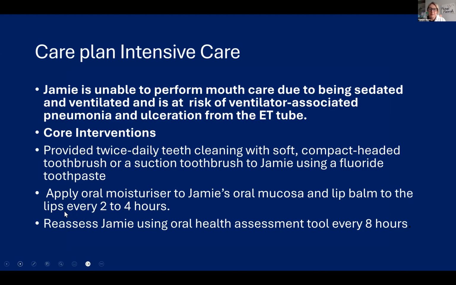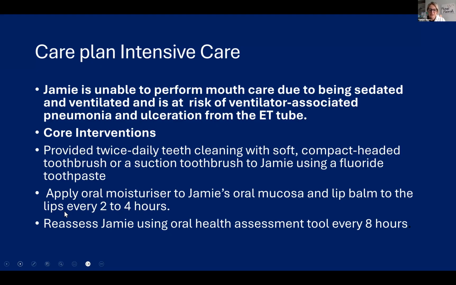So we think about patients who are in intensive care. They are sedated, so they are unable to perform their own mouth care. They have an endotracheal breathing tube in, which can cause a risk of soreness, and they're also at risk of ventilator-associated pneumonia due to aspiration. So my understanding of this clinical scenario would be that Jamie is unable to perform mouth care due to being sedated and ventilated, and is at risk of ventilator-associated pneumonia and ulceration from the endotracheal tube.